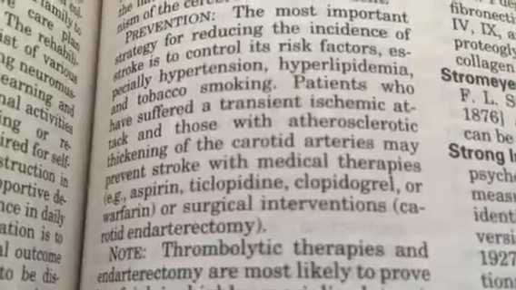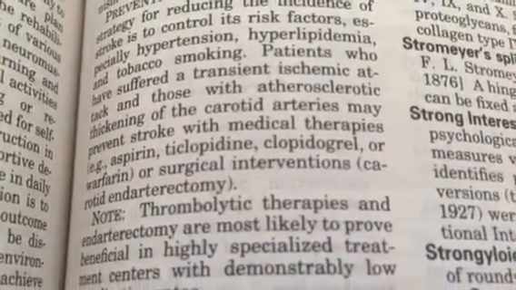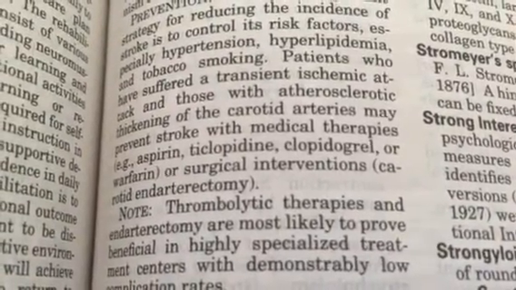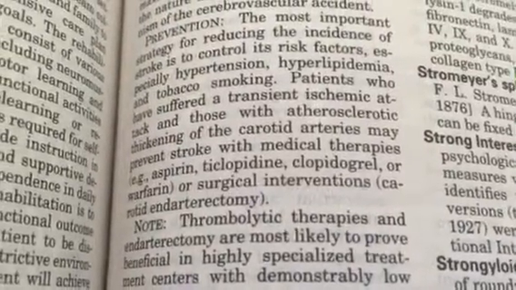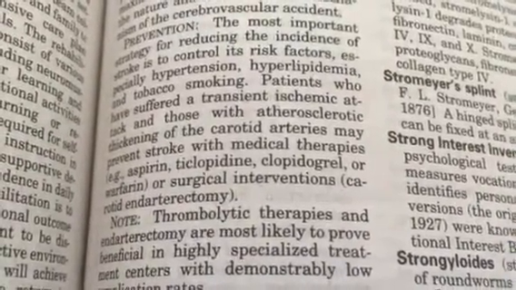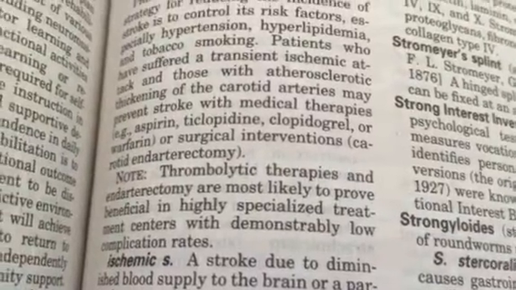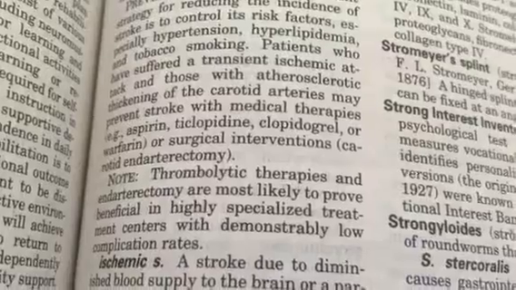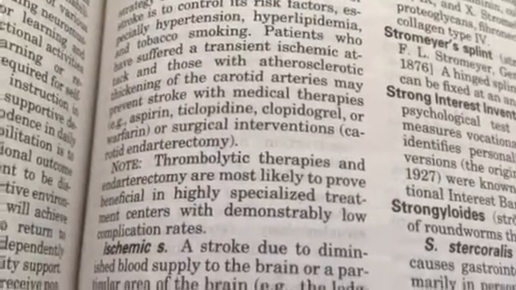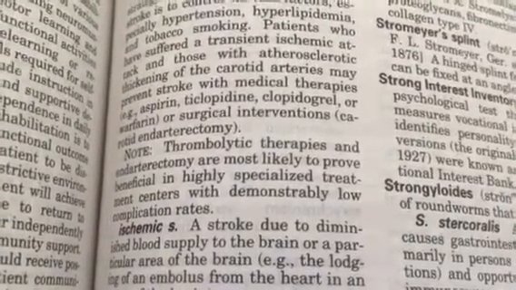Patients who have suffered a transient ischemic attack and those with atherosclerotic thickening of the carotid arteries may prevent stroke with medical therapies, for example aspirin, clopidogrel, or warfarin, or surgical interventions, carotid endarterectomy. Note: thrombolytic therapies and endarterectomy are most likely to prove beneficial in highly specialized treatment centers with demonstrably low complication rates.